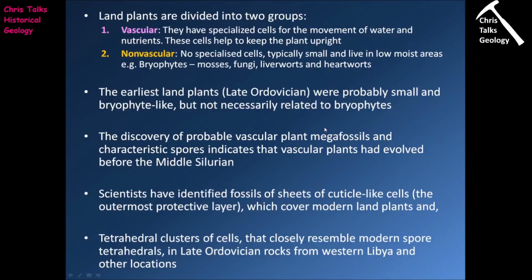So land plants are divided into two groups. There are the vascular and the non-vascular land plants. So vascular land plants have specialized cells for the movement of water and nutrients along the plant. Now, these cells are very, very important because the fact that these cells are filled with water makes them rigid. So what they do is they end up forming a support system that keeps the plant upright.